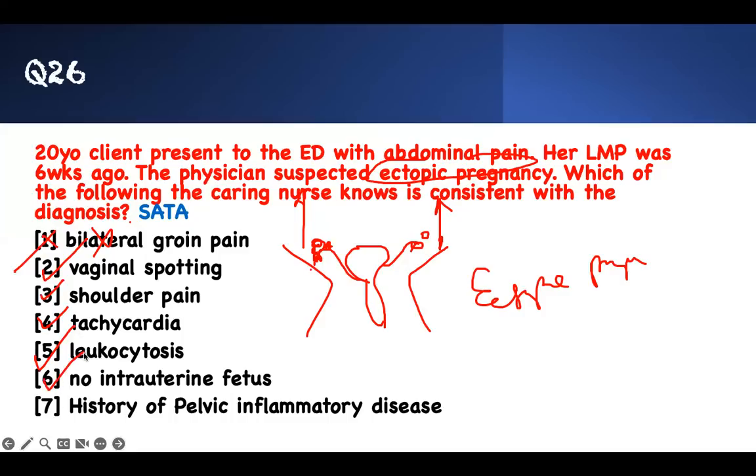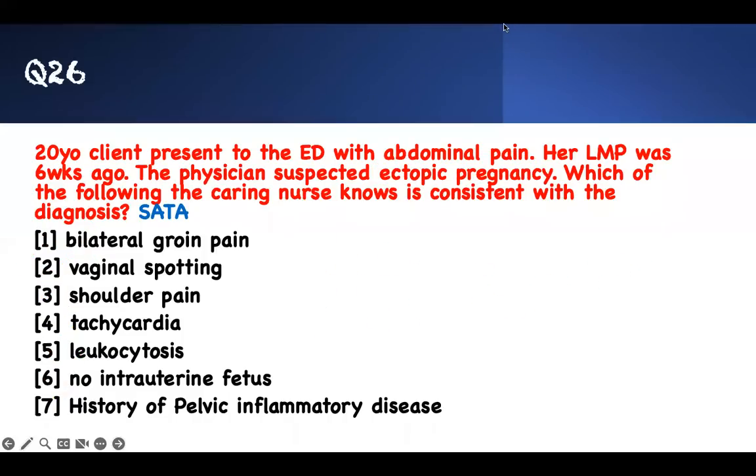When you put a probe on, we can't find the baby. History of pelvic inflammatory disease. Yeah, pelvic inflammatory disease scars the tube, and that prevents the egg from going through the tube, so it implants outside the tube. So this may have been a history before. That's all.